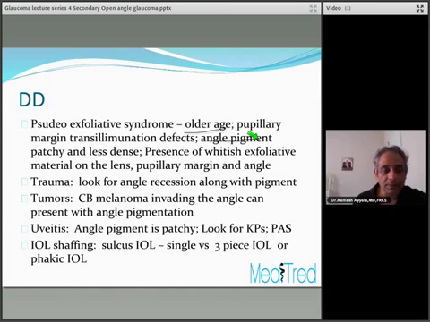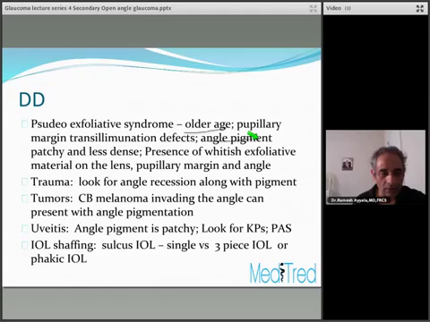Trauma can sometimes mimic pigmentary glaucoma. Look for angle recession along with the pigment. Tumors: ciliary body melanoma invading the angle can present with angle pigmentation. Uveitis: angle pigment is patchy. Look for KPs and PAS.